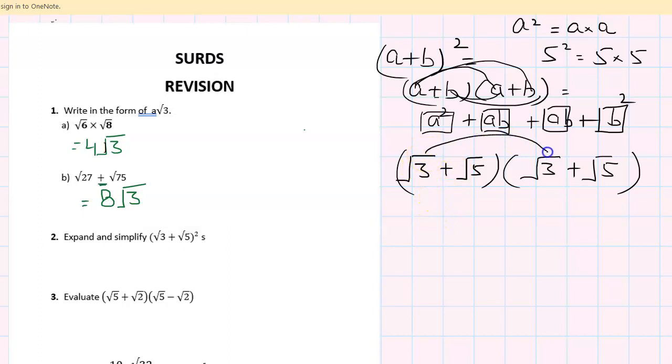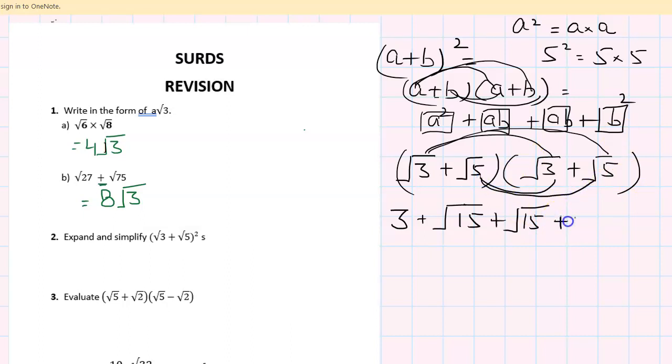First term is root 3 multiply root 3 is, we know it is 3. Root 3 multiply root 5. As I told you, root 3 multiply root 5, instead of writing it root 3 root 5, I can straight away write root 15. Now 5 multiply root 3 is again root 15. And root 5 multiply root 5 is 5.